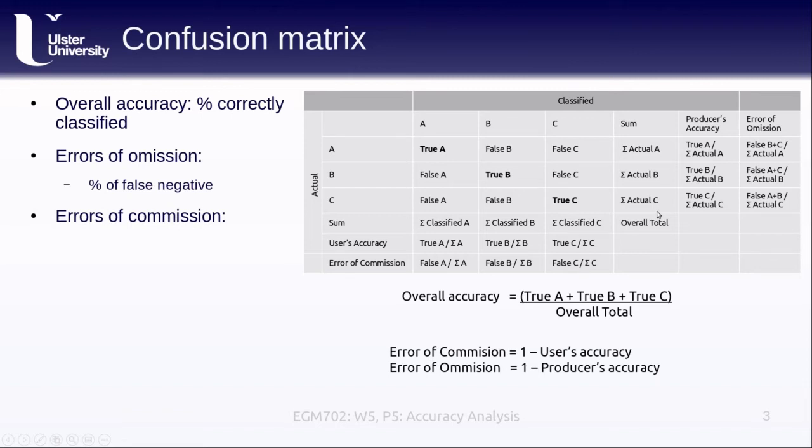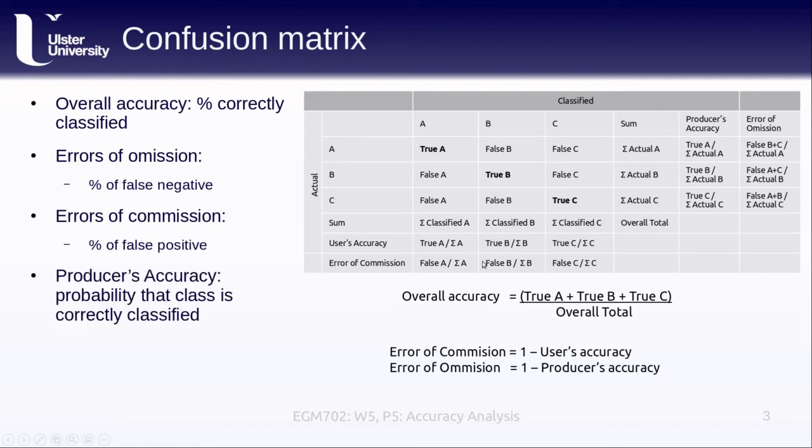A second type of error that we might want to know about are errors of commission, that is, pixels that have been incorrectly included in the wrong class. These are also known as false positive results, or type 1 errors. The way that we calculate this for our A class is by taking the pixels that should have been classified as B, but were classified as A, adding these to the pixels that should have been classified as C, but were classified as A, and then dividing by the total number of pixels that were in the A class.